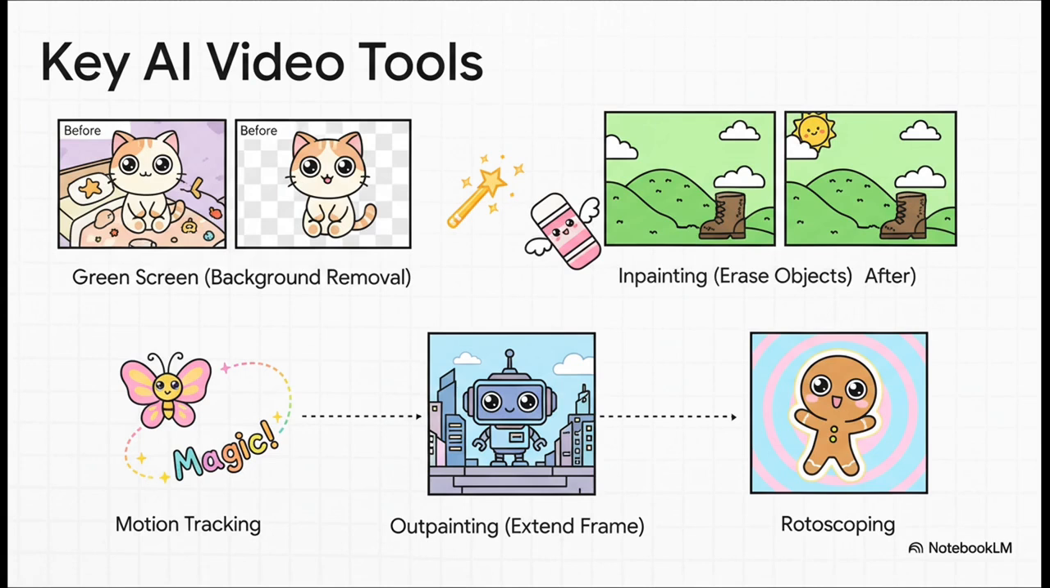You can remove a video's background with a single click. You don't even need a green screen. You can erase an unwanted object from a shot with a tool called inpainting, or even magically extend the frame of your video with outpainting. These are absolute game changers for anyone who's ever tried to edit video.